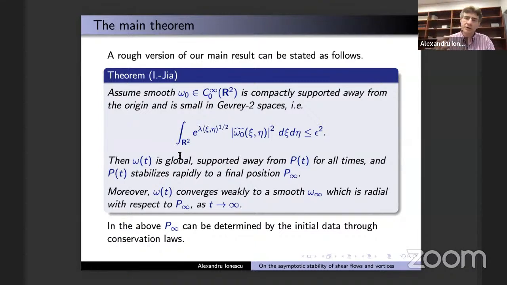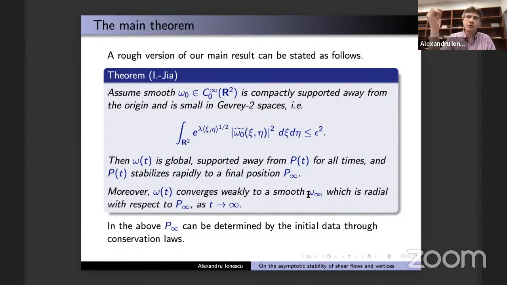So the vortex, the center of the system, is going to move to a point p of t, and the vorticity itself is going to stay smooth. It loses the smoothness a little bit, but it's going to stay smooth in a slightly weaker Gevrey space. And omega of t will converge to a radial function, a smooth function omega infinity, which is radial with respect to the final location of the vortex. So the entire system is going to converge to something stable.